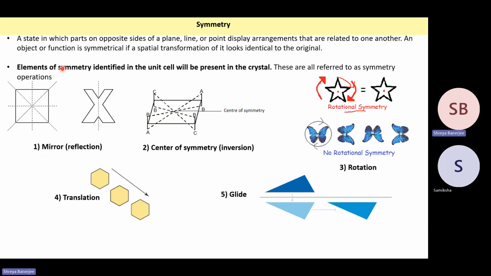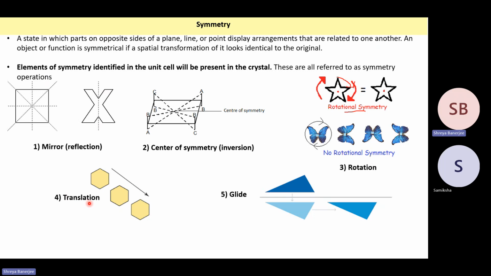Now we will look into the different symmetry operators. One is the mirror symmetry. So imagine, let's look at the X. From the middle of the X, if you imagine a mirror, then one side of the X is reflection of the other side. Then it is said to have a mirror or reflection symmetry. Center of symmetry I just discussed a little while ago. Then rotational symmetry also I discussed.